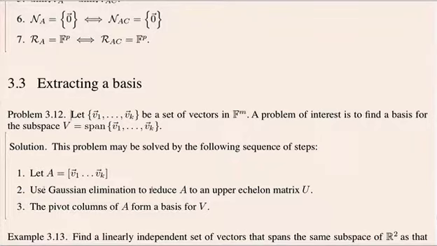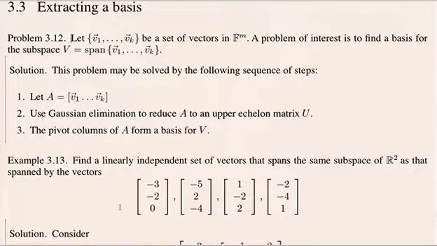Then we use Gaussian elimination to reduce A to an upper echelon matrix U. And what we get is that the pivot columns of A form a basis for V. As a reminder, the pivot columns of A are the same columns as the pivot columns of U, but we have to go back to A and choose the original columns.